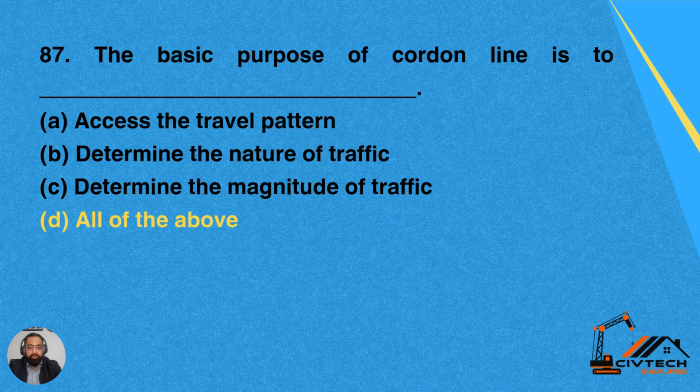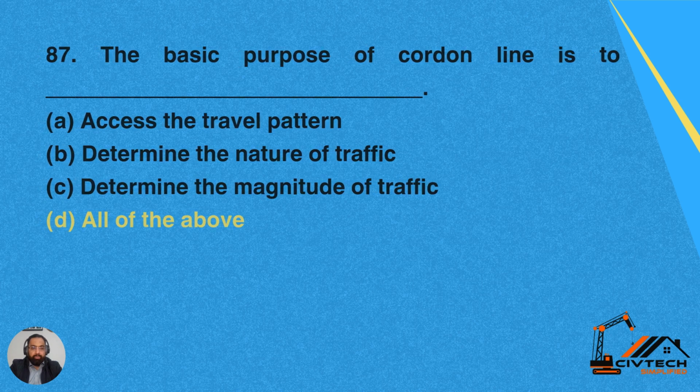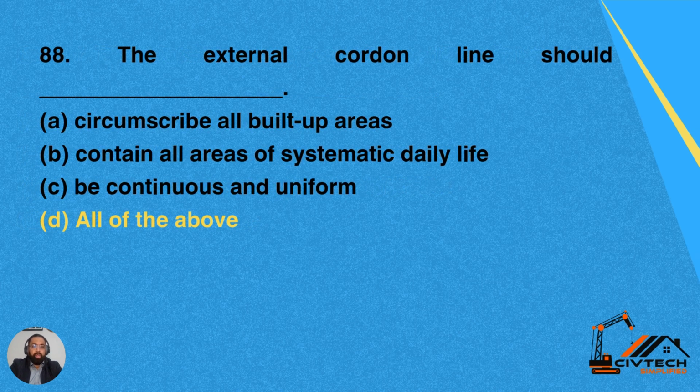87. The basic purpose of cordon line is to dash. Option A, access the travel pattern. Option B, determine the nature of traffic. Option C, determine the magnitude of traffic. Option D, all of the above. So all these are the correct options. The basic purpose of cordon line is to access the travel pattern, to determine the nature of traffic, and to determine the magnitude or intensity of the traffic. So D is the correct answer for this question.